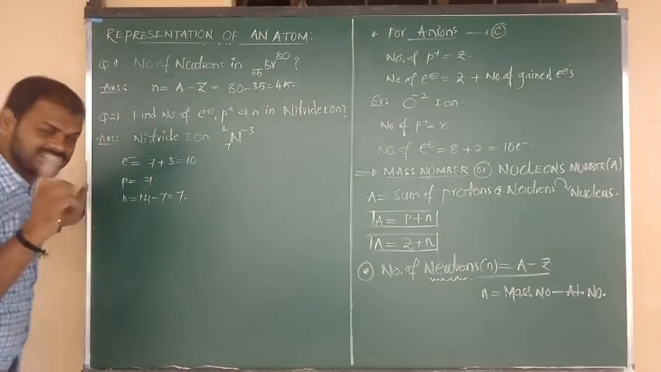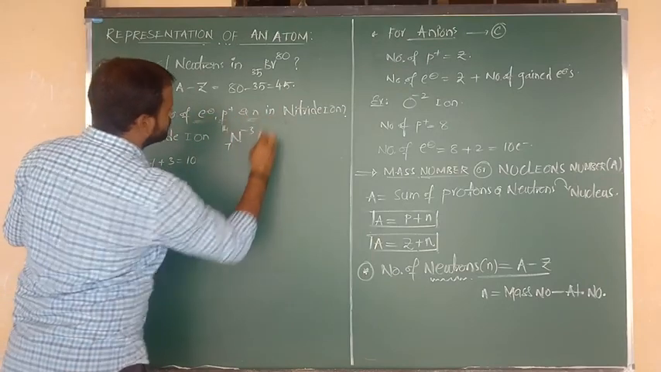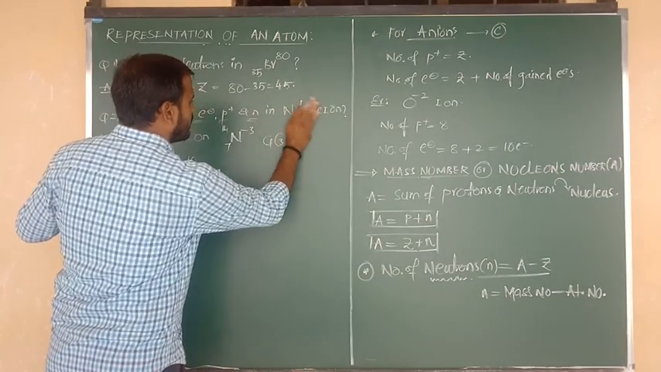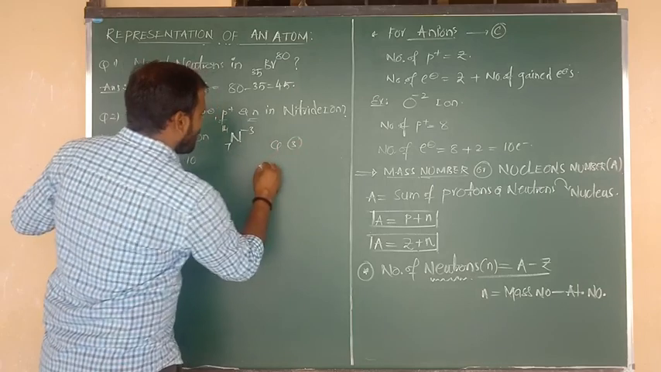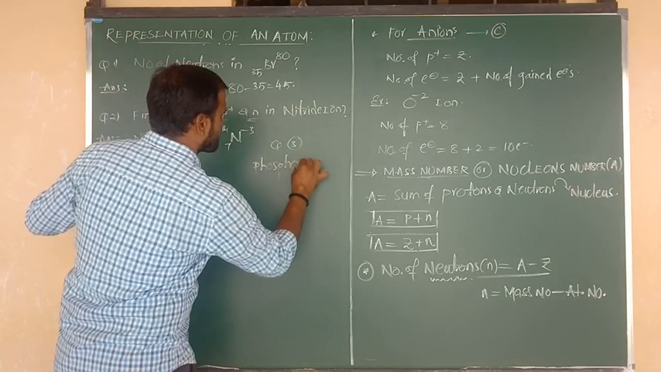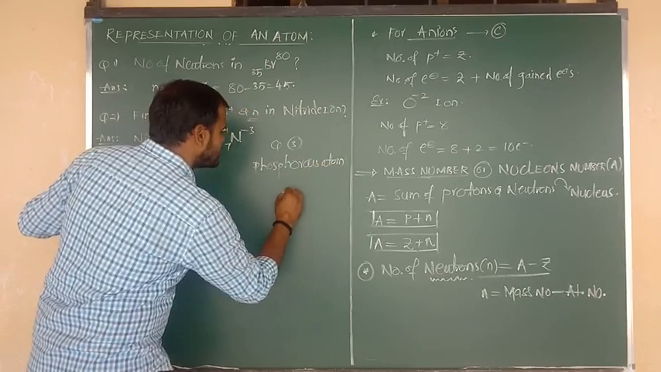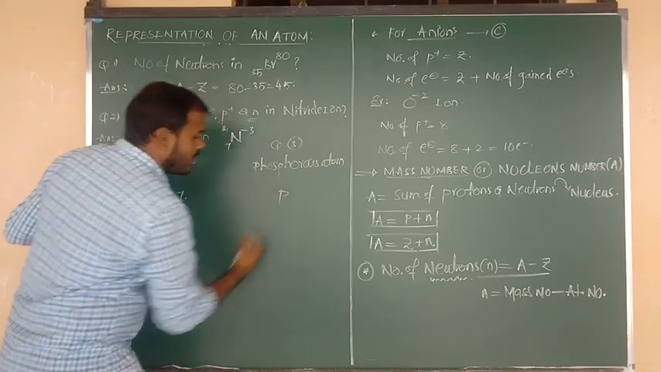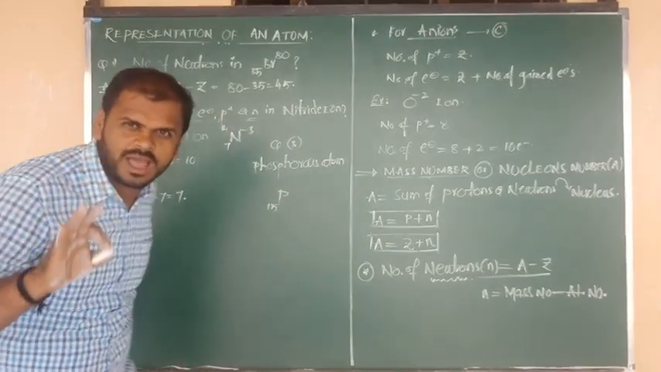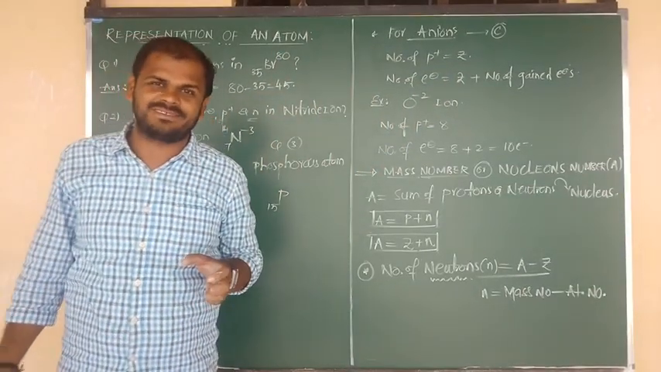Another question I am going to give you. Question number 3: find the number of electrons, protons and neutrons in a phosphorus atom. What is the symbol of the phosphorus atom? The symbol is P, phosphorus. The atomic number you know very well, that is 15. That's why I have told you so many times, in the bridge course itself, to try to remember the list of the first 30 elements.